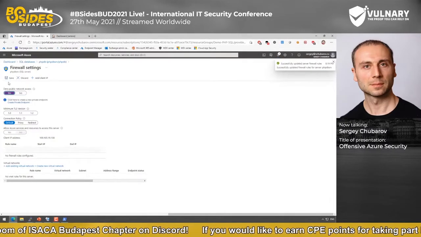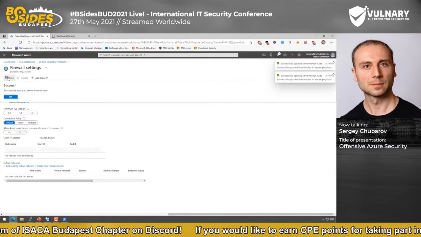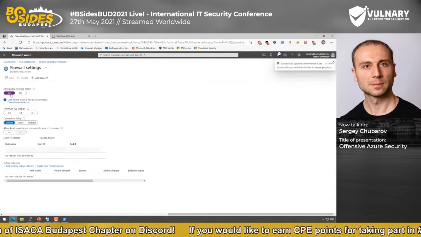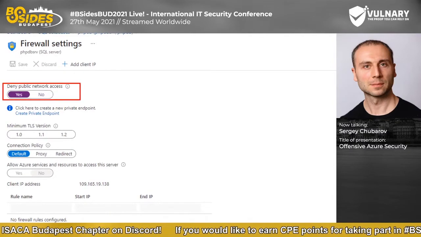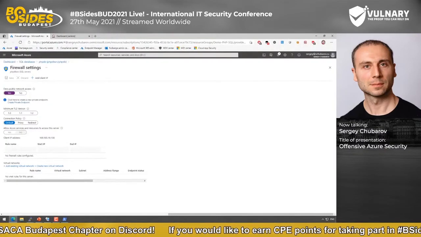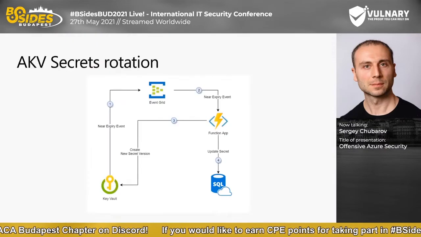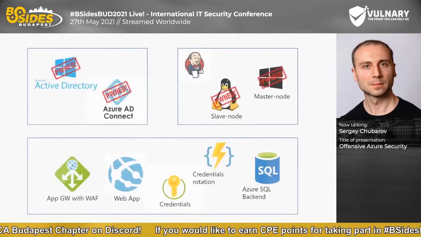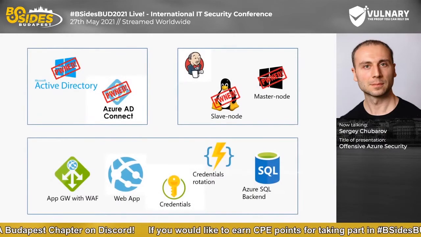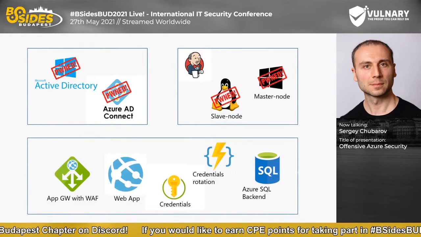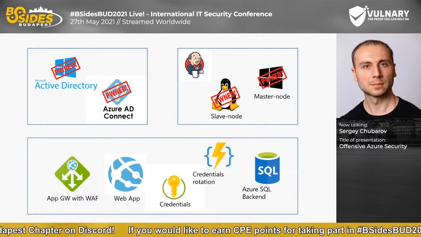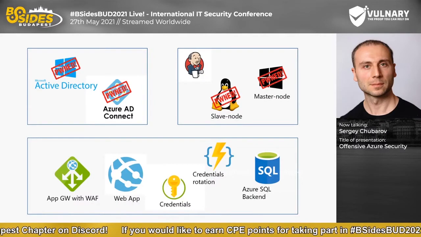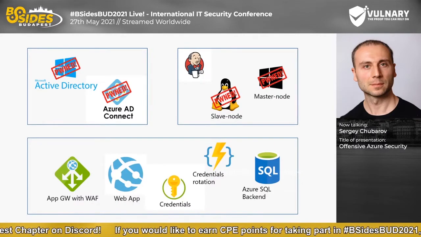And let's try to allow only private access, so there is no public access at all. Now, the SQL server is practically better. I have credentials, but access is allowed only from the internal network, so I cannot access it from anywhere.